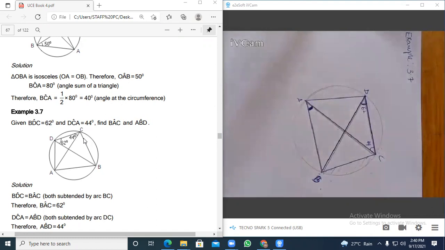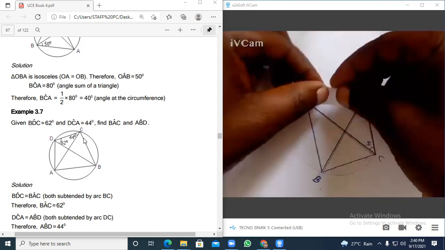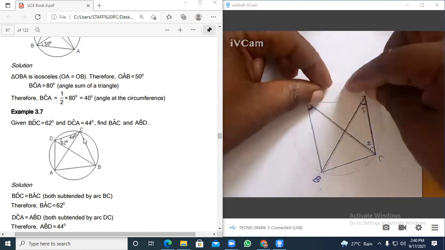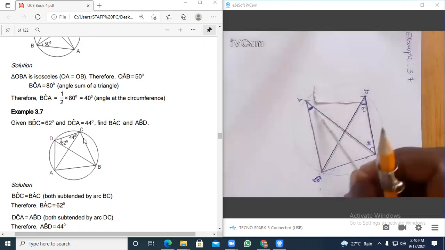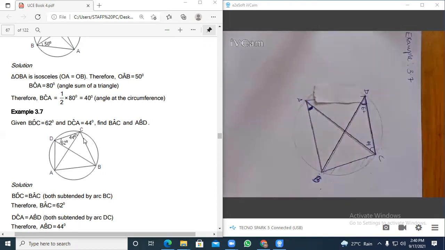Suppose someone covers this part here. You should be able to understand what I'm talking about. If you cover this part which is here and remove that line which is there, you can see that this angle which is here is equal to this angle which is there.